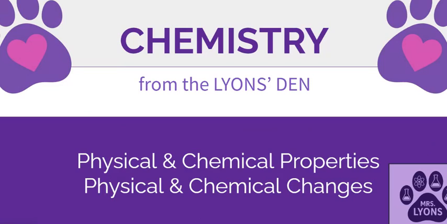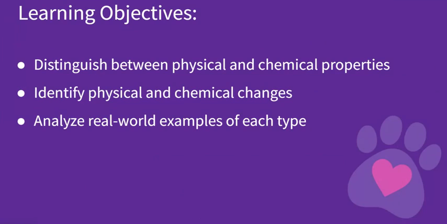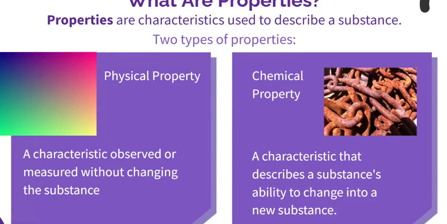Today's topic is chemical and physical properties and chemical and physical changes. After watching this video, you should be able to distinguish between physical and chemical properties, identify physical and chemical changes, and analyze real-world examples of each type. Let's get started with properties.